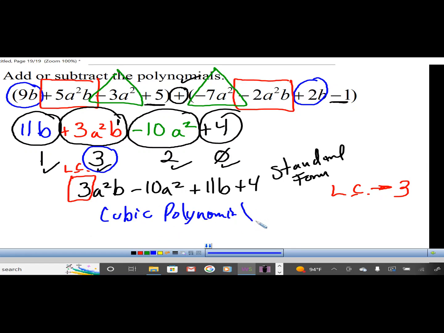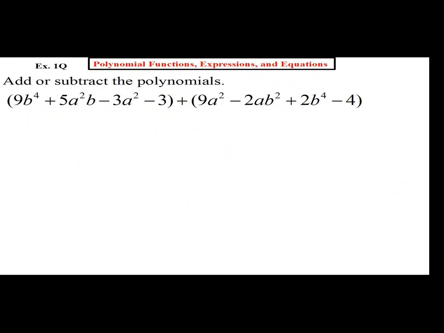From 1 to 5, how comfortable are you with addition? Yeah, let's do another one. Very good. 5, 5, 5, 5s. Copy this one. Example 1Q. We got parentheses 9B to the 4th plus 5A squared B minus 3A squared minus 3, close parentheses, plus, open parentheses, 9A squared minus 2AB squared plus 2B to the 4th minus 4, close parentheses. I'll give you a head start for that one. And hint, hint, I did throw a little curveball to see if you catch it, okay? All right, copy and go.